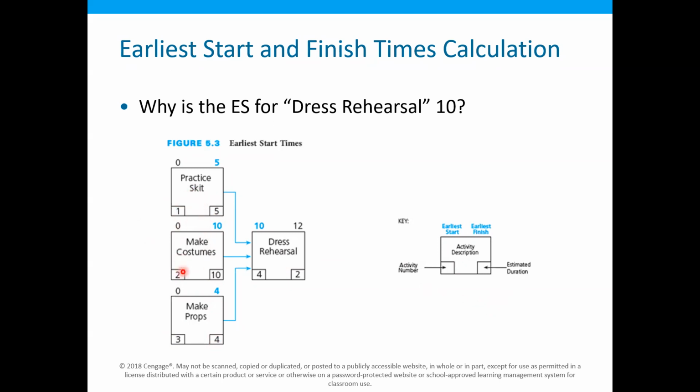So activities 1, 2, and 3 have to be completed first before activity 4 can start, as you can see from these relationship diagrams. Out of these three activities, activity 2 takes the longest time. So after 10 days, the costumes have been made. Only then can the dress rehearsal start. But within that time, activity 1 or activity 3 may have already been completed on day 5 or day 4.